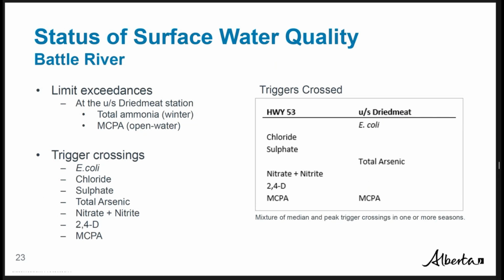Switching now to the Battle River, for this first reporting period since the framework came into effect, which included water quality data up to 2022, limit exceedances and trigger crossings were observed in the Battle River. Total ammonia and pesticide MCPA both crossed their respective limit at the Dried Meat station. As well, trigger crossings were observed for E. coli, chloride, sulfate, total arsenic, nitrate and nitrite, and both pesticide indicators, 2,4-D and MCPA. Next slide.